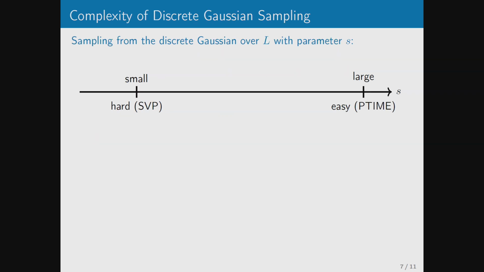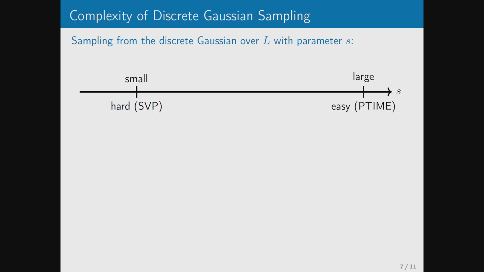And for that, I just need to say a few words about Gaussian sampling. When we sample from the discrete Gaussian distribution, we need to choose the parameter s, like the width. And we know that if the width is super large, then this is super easy because it's almost like a continuous Gaussian. We round and we're done.